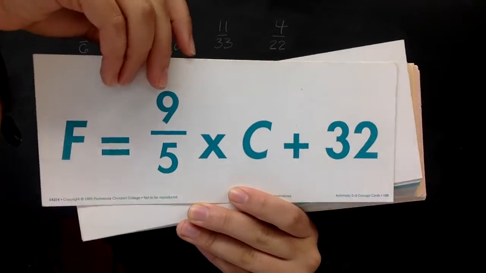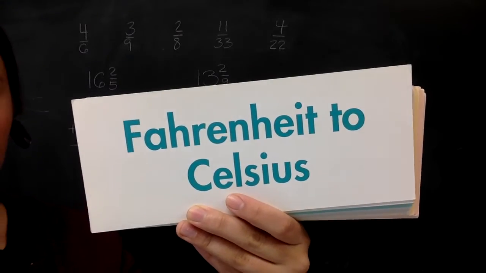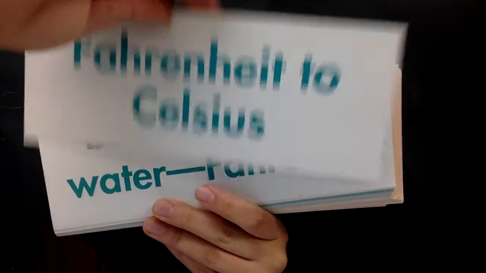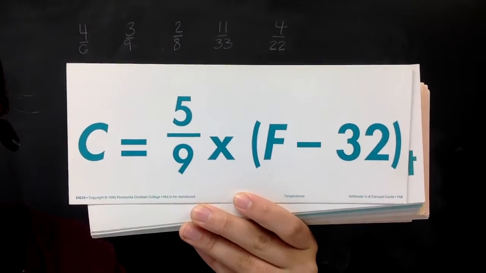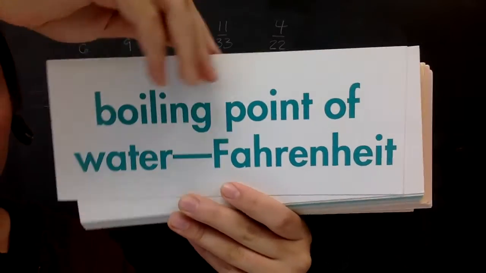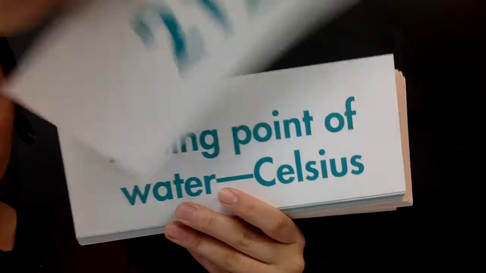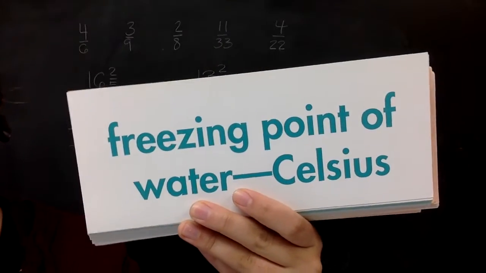What is the formula for converting from Celsius to Fahrenheit? F equals 9 over 5 times C plus 32. Formula for converting from Fahrenheit to Celsius. C equals 5 over 9 times, in parentheses, F minus 32. Boiling point of water Fahrenheit, 212 degrees. Boiling point of water Celsius, 100 degrees.